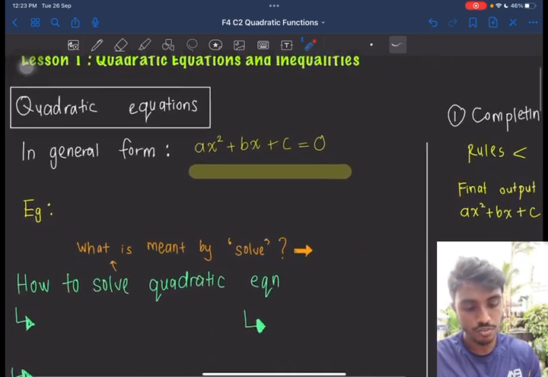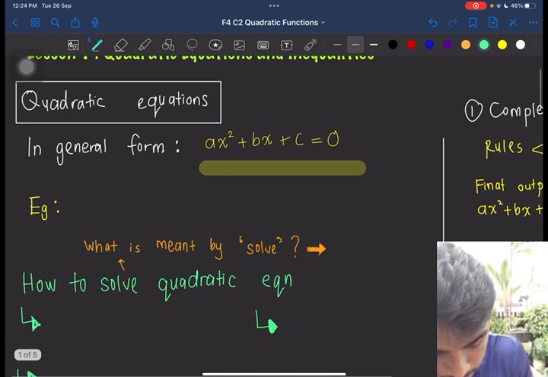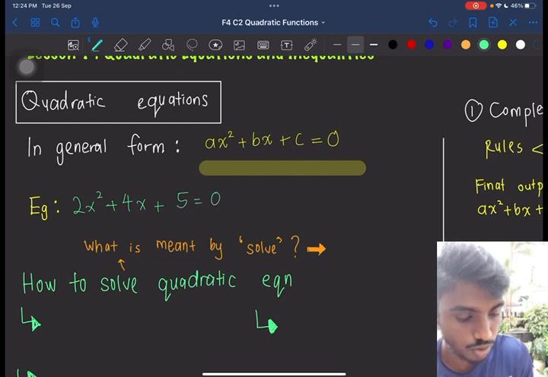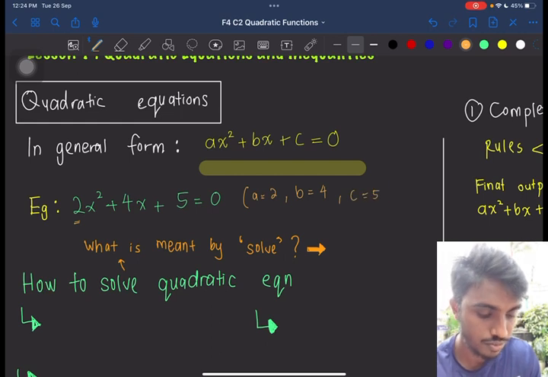So for an example, let's take a very easy example. Maybe 2x square plus 4x plus 5 equal to 0. So here we know that our a is 2, the coefficient of x square. Our b is 4 and our c is 5.